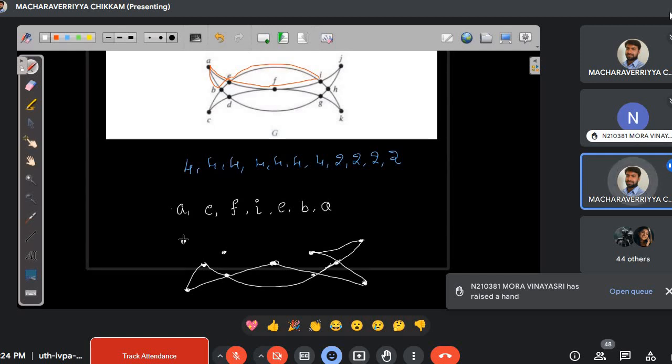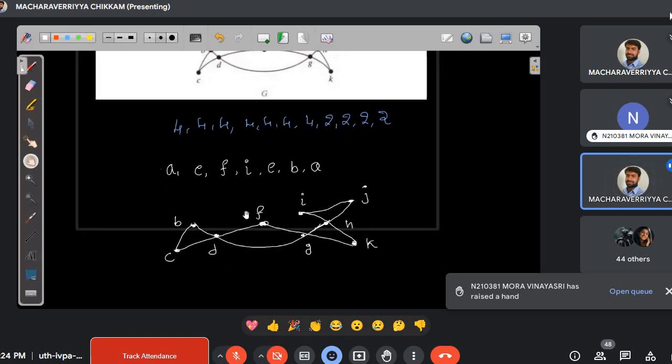Okay, did I take care of all? I removed AE, AB, EB, and EF. Yeah, EI. So we removed those. Now you also remove these isolated vertices. Okay. Now look at this new graph. B, C, D, F, I, G, H, J.